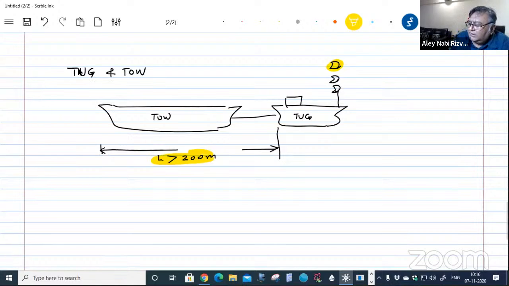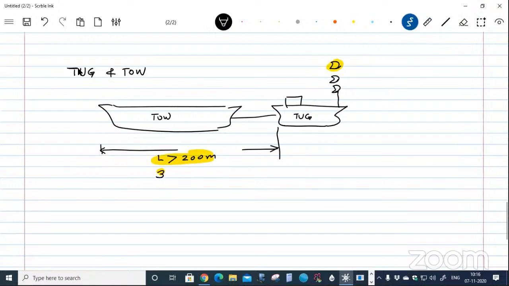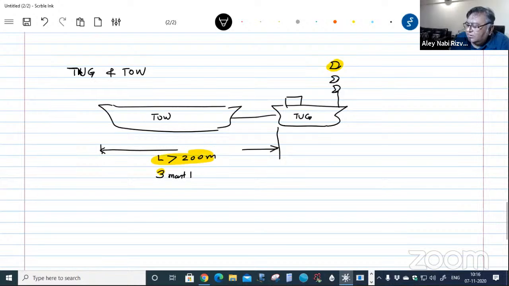This one, if it is more than 200 meter, that time you will have three masthead lights. I think I should write here also. That means three masthead lights on the tug.